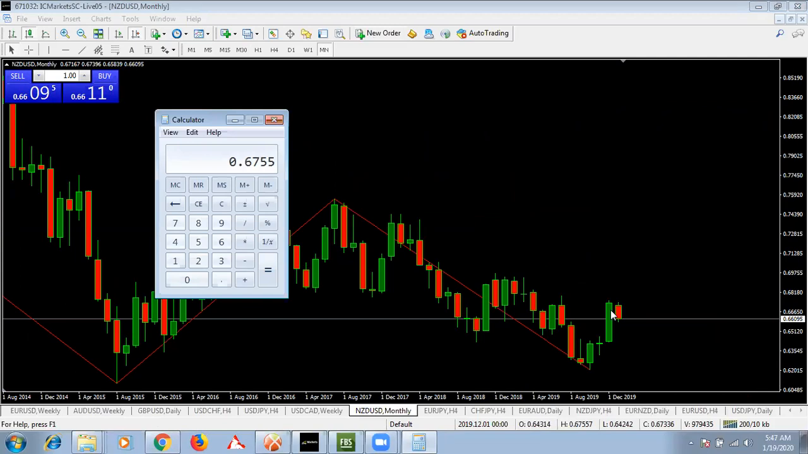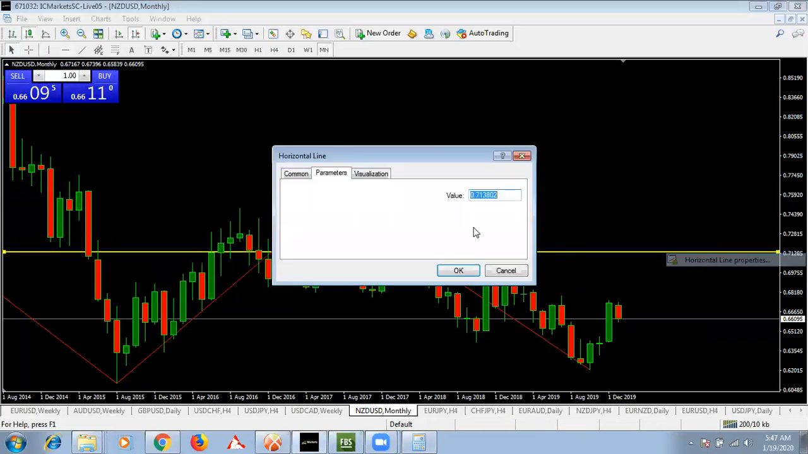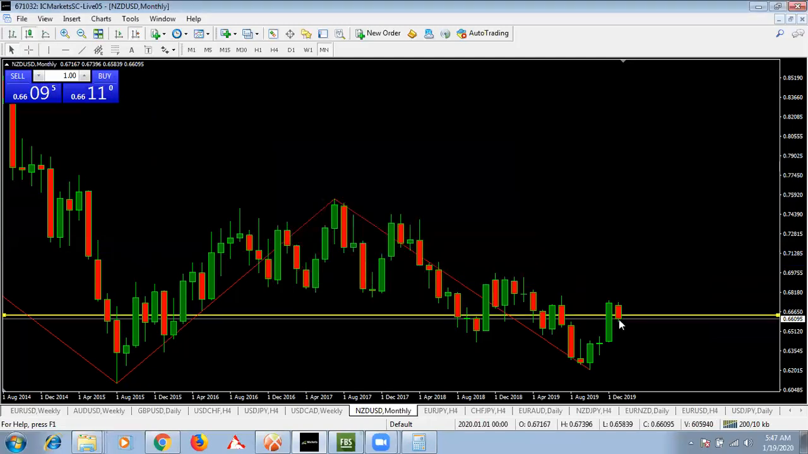0.6755 plus 0.6424 plus 0.6733. So we have this as our monthly pivot. You can see the market is already trading below the monthly pivot. That's to tell you that the market is bearish.